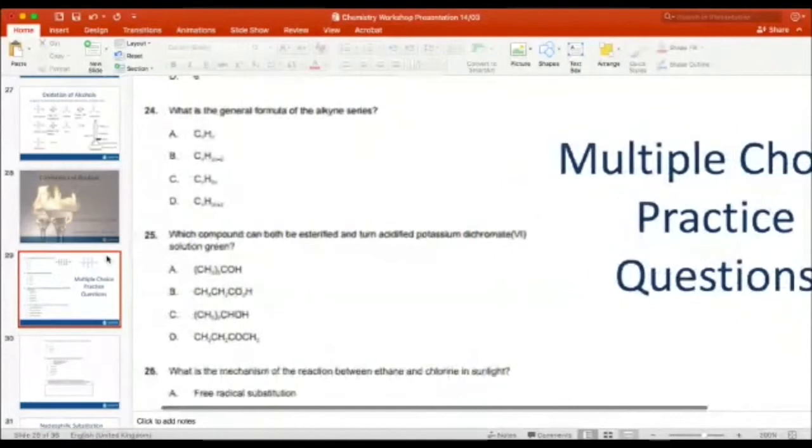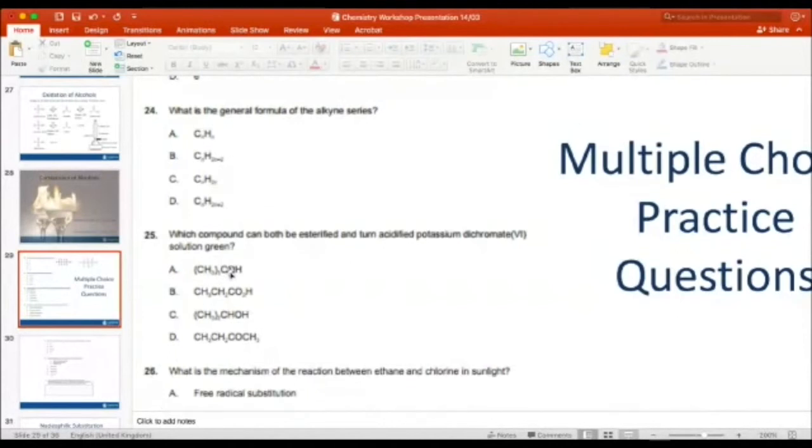Okay. So the first guy is 3 CH3s with a COH. So it's an alcohol, but it's a tertiary alcohol. The second guy is CH3, CH2, CO2H. So that's a carboxylic acid. So that's not going to react with potassium dichromate. The next one is 2 CH3s with a CHOH. So that's going to be a secondary alcohol. So that will react with potassium dichromate. And it can also be esterified if you react it with a carboxylic acid.